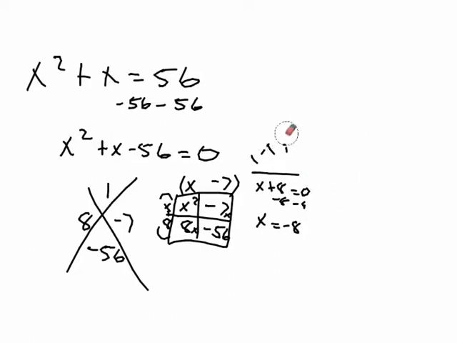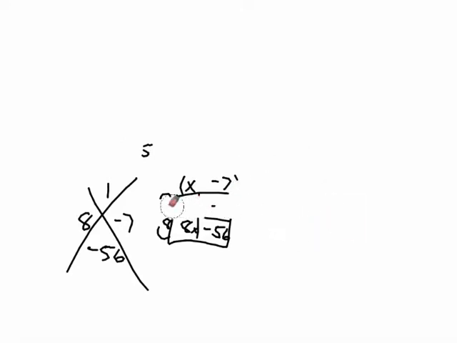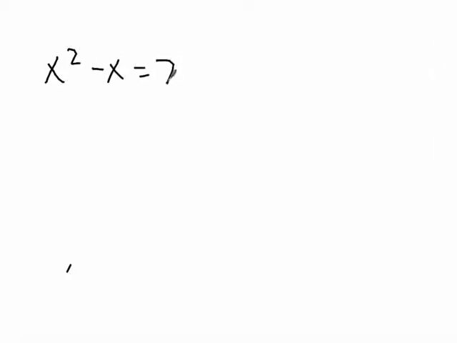Now we'll work on Brenda. But this time, we're working with 72. And instead of having a positive number, we're going to have a negative number. So instead of x squared plus x, we're going to have x squared minus x. So let's start off with x squared minus x equals 72. Minus 72 from both sides. You get x squared minus x minus 72 equals 0.